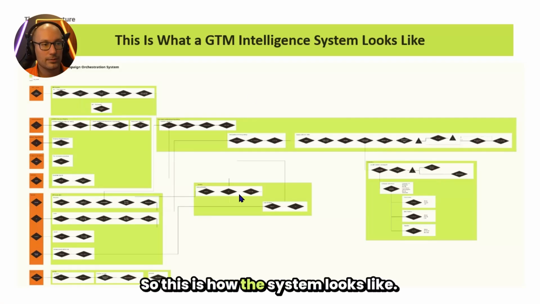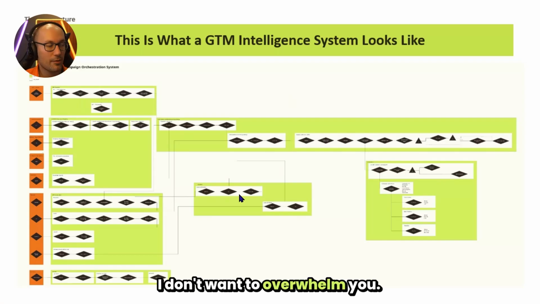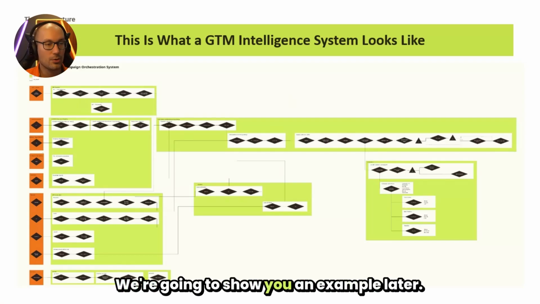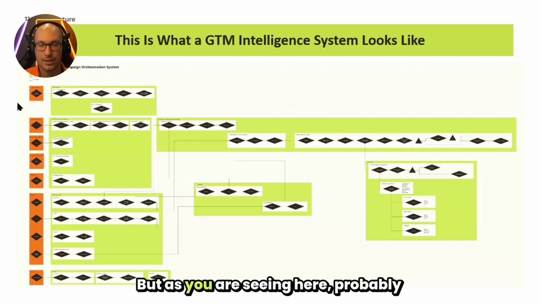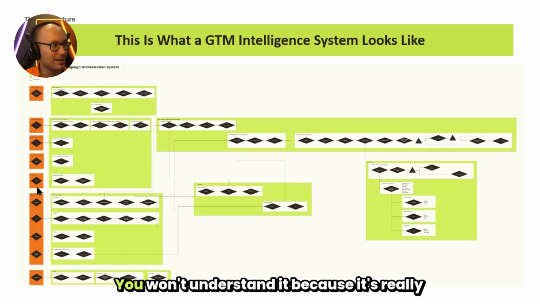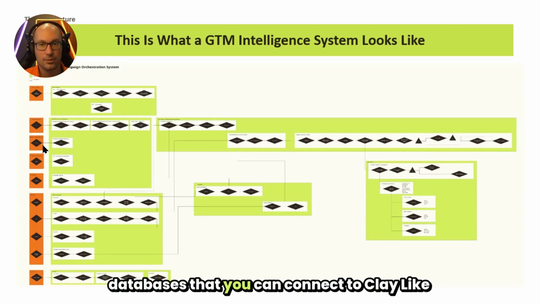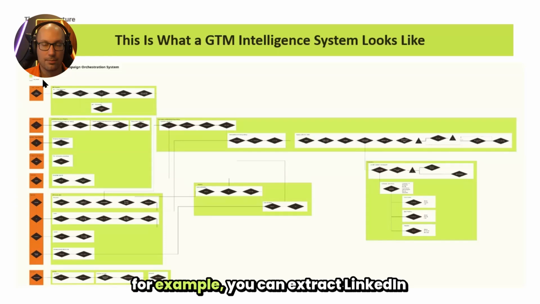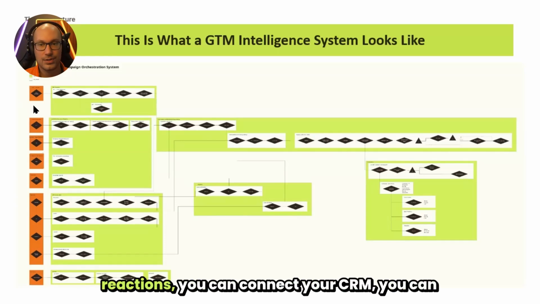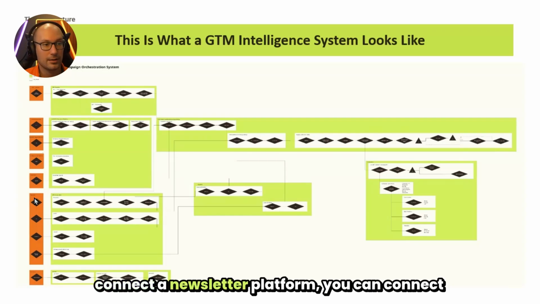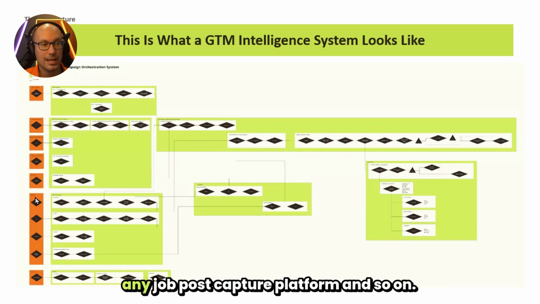So this is how the system looks like. I don't want to overwhelm you. We're gonna show you an example later, but as you are seeing here, and probably you won't understand it because it's really small, all those orange boxes are external databases that you can connect to Clay. Like for example, you can extract LinkedIn reactions, you can connect your CRM, you can connect a newsletter platform, you can connect any job post capture platform, and so on.